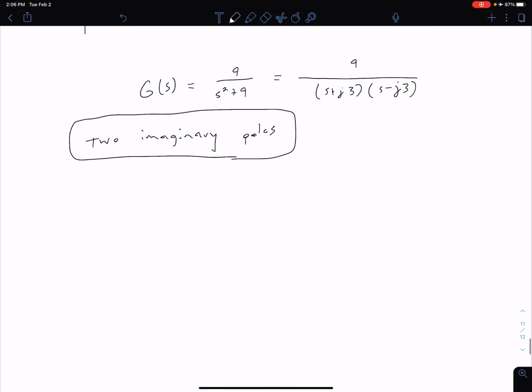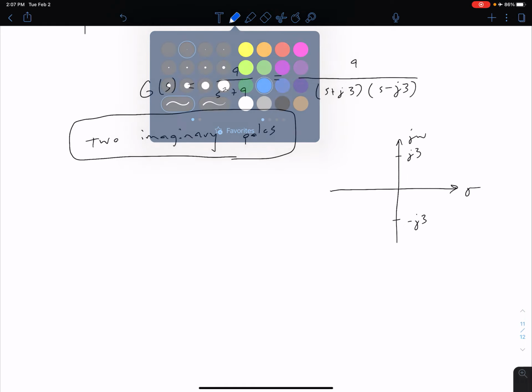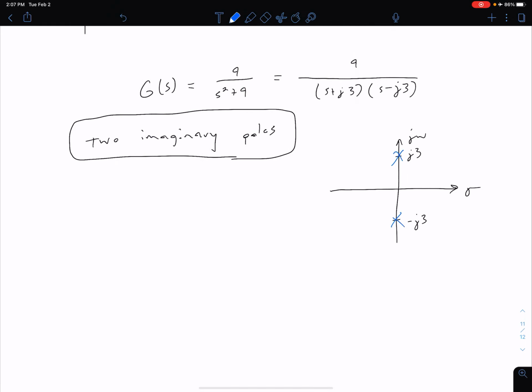And like with all the other cases, we can see what this looks like in our s-plane. So we have our real axis and our imaginary axis. And in this case, we're looking at plus j3 and minus j3. So we have a pole at each of those two locations.